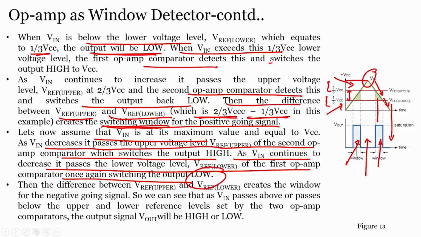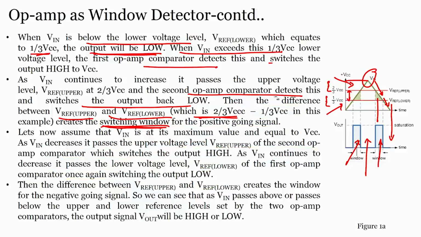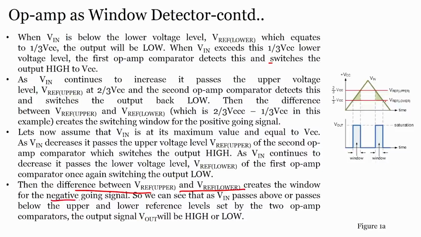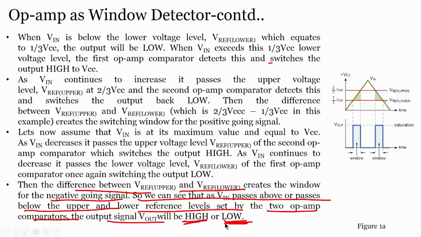Thus, the high and low creation by the 2 op amps in this particular configuration helps us to create a window that we can detect. That window is created by the upper and lower reference voltages. The difference between V reference upper and V reference lower creates a window for negative going signal. So we can see that when V in passes above or below the upper and lower references set by the 2 op amp comparators, the output signal V out is high or low.